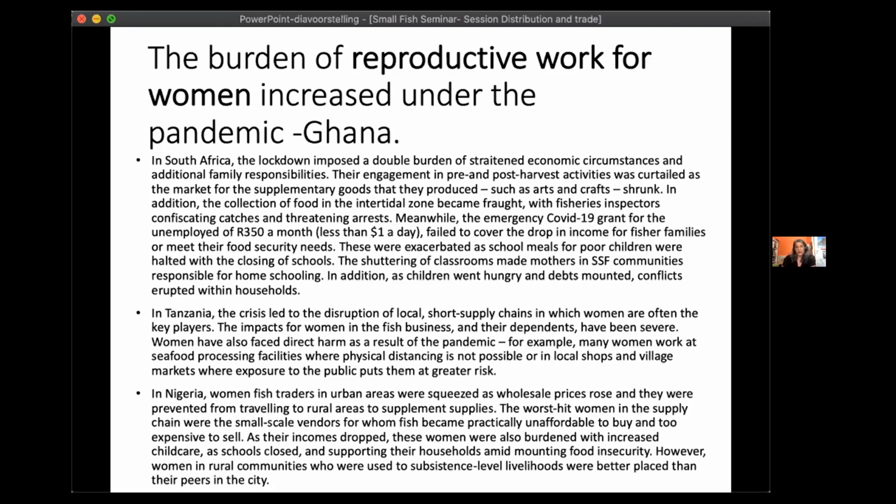In Tanzania, the crisis also led to a disruption in the local short supply chain with women as key players. A lot of the women in Tanzania come from Mwanza, with particular impacts on the fish business and their dependence. Women also faced harm as a result of the pandemic. For example, women work in seafood processing facilities, and physical distancing was not possible in local shops. So this whole issue of exposure and need for food is also picked up in Tanzania. Same story in Nigeria in terms of how women, vendors and incomes were affected during COVID.